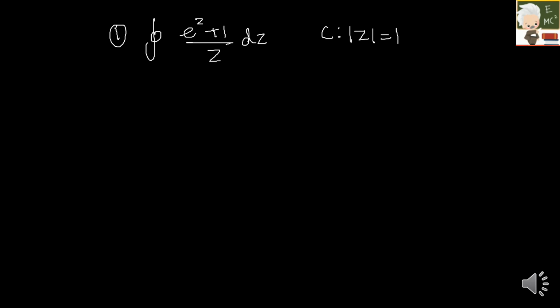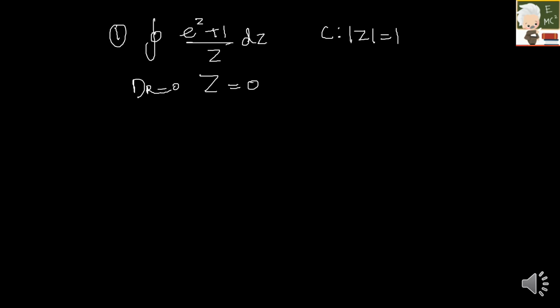So my first question is the closed integral of e raised to z plus 1 by z into dz, and the contour is |z| = 1. So my first step is I have to find my singular points. So what is my singular point? My denominator should be equal to 0. So my z should be equal to 0, right?